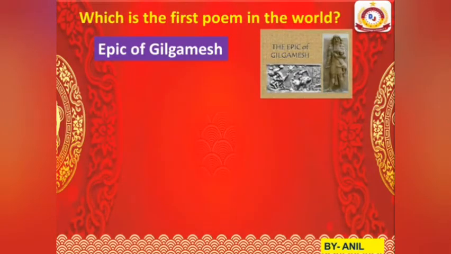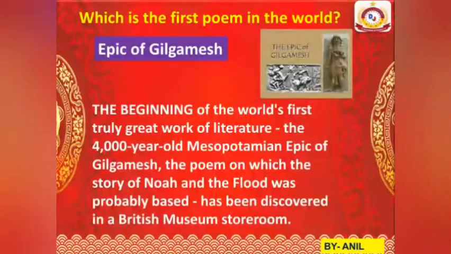What is the first poem in the world that we see? That is the Epic of Gilgamesh. It is the beginning of the world's first truly great work of literature, the 4000-year-old Mesopotamian Epic of Gilgamesh, the poem on which the story of Noah and the flood was probably based. It was discovered in a British Museum storeroom, where we can see this poem, the Epic of Gilgamesh.